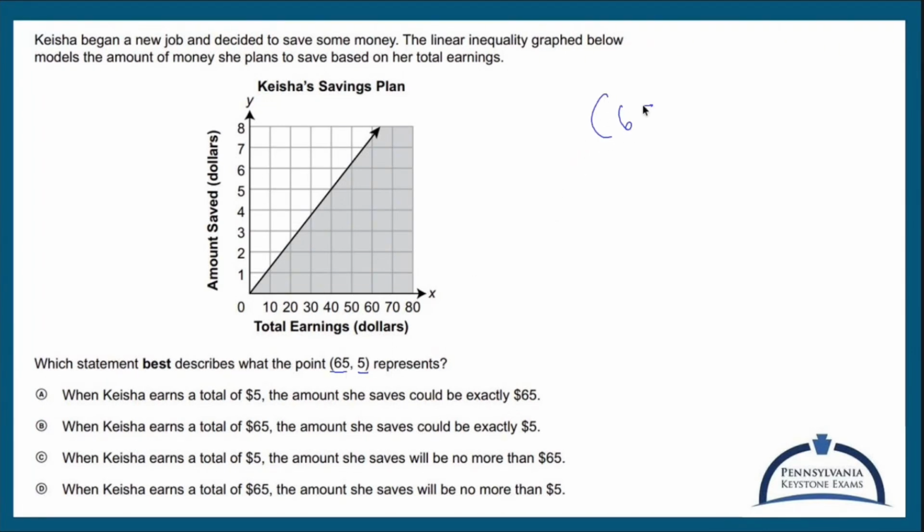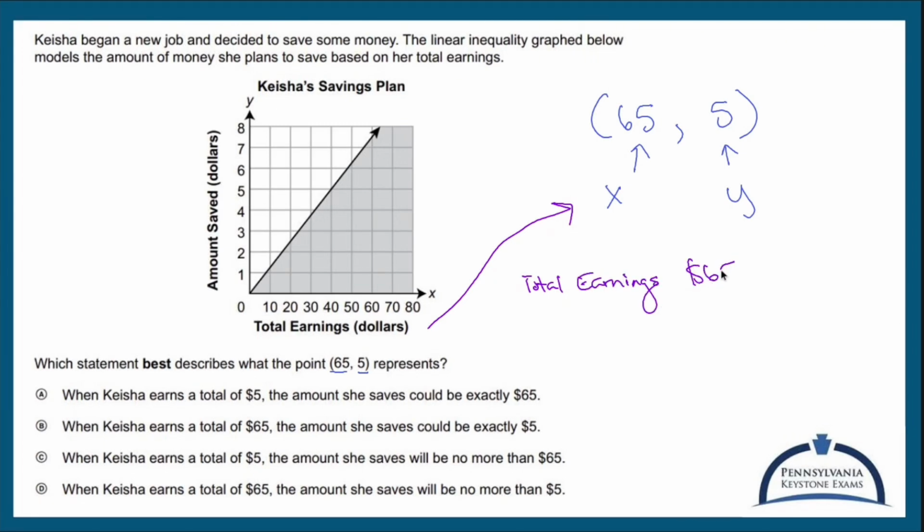Well, (65, 5) means that 65 is going to be the number on the x-axis, and 5 is going to be the number on the y-axis. The x-axis is going to be total earnings. So for x, this means total earnings of $65. And if y is the amount saved, my y-axis, the amount saved is going to be $5.